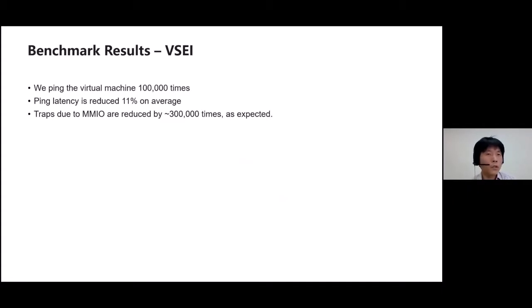For VSCI, we used ping to the virtual machine from the host and measured the latency. With our extension, the latency is reduced by 11% on average. The gain also comes from elimination of traps due to I/O operations. We pinged the machine 100,000 times and observed a trap reduction due to MMIO of around 300,000. This number is expected because the current flow of I/O handling causes around 3 traps per interrupt handled. So we think these results are a strong indication that the extension can reduce the performance cost due to frequent traps. Although when implementing in hardware, the magnitude of the numbers may change because we are still using an emulated environment.